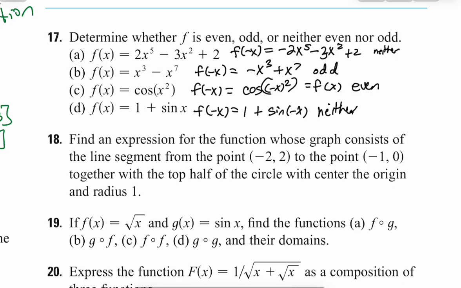No, I mean, if you really just look at the functions, the way that the cosine is drawn, it is even. The way that the sine is drawn, it goes to the origin, it's odd.